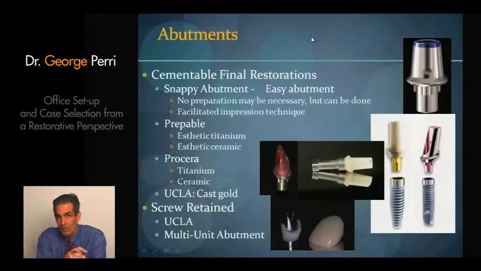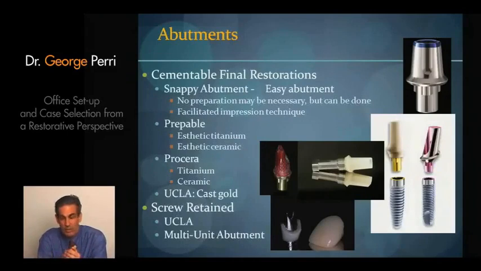Now, when we talk about abutments, I like to put them in a couple of basic categories. We could talk about cementable final restorations or screw-retained final restorations. We could also talk about custom abutments versus pre-machined abutments. We'll look at them in both those fashions, but for the restorative dentist, I think the simplest way to look at these things is how do we connect our final restoration, or how do we achieve that final restoration. I like to split them in the categories of cementable final restorations versus screw-retained.